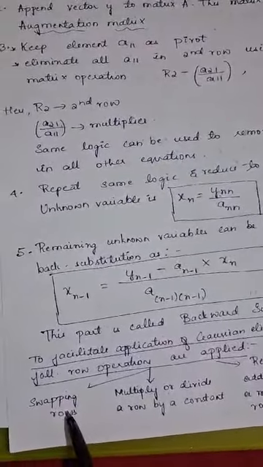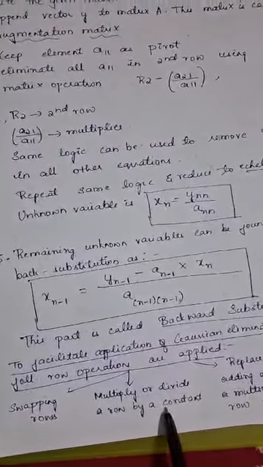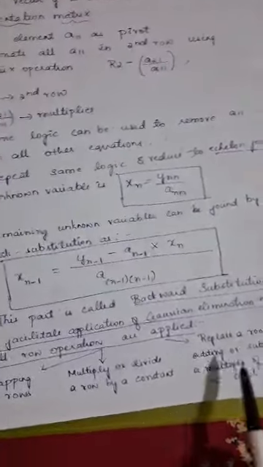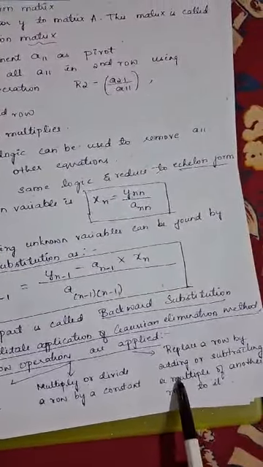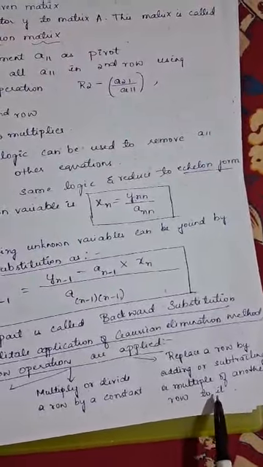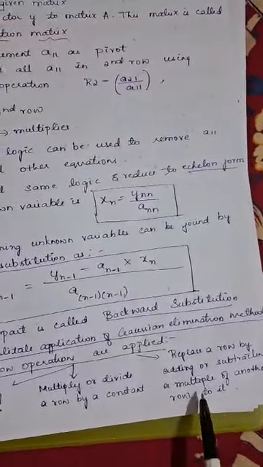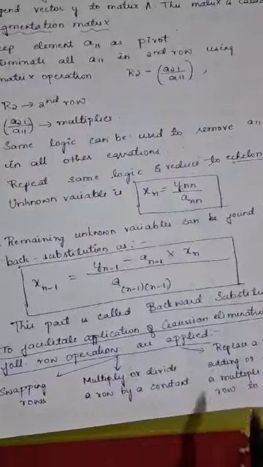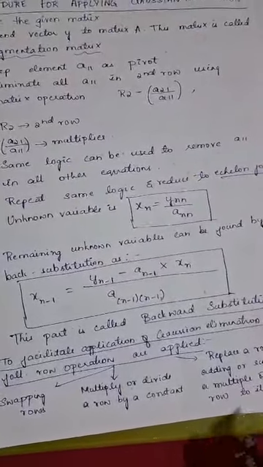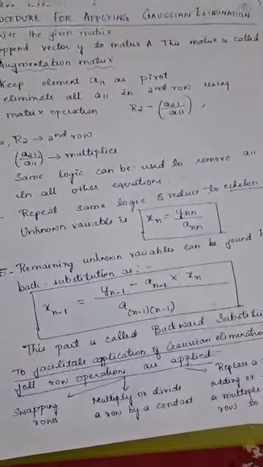These are the possible operations that you can do. You can swap rows, that is allowed. You can multiply or divide a row by a constant. You can replace a row by adding or subtracting another row to it, or multiplying it with another row. So these are the three possible operations that you can do on the rows of your matrix in order to reduce it to a reduced echelon form.